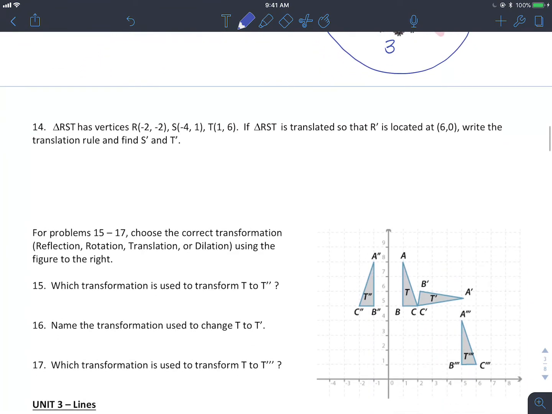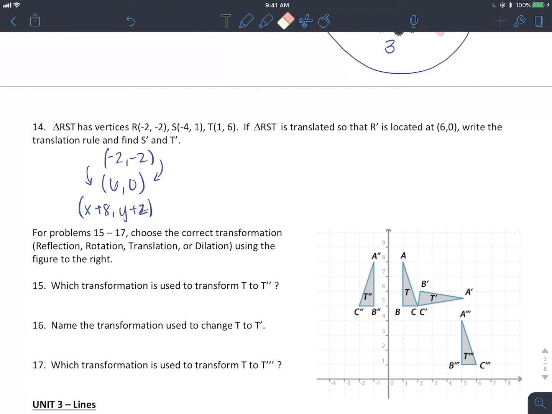All right, number 14. Number 14 says RST has vertices of negative 2, negative 2, negative 4, 1, and 1, 6. If it's translated so that R prime is at 6, 0, write the rule and find S prime and T prime. So R is originally at negative 2, negative 2, and then it changed to 6, 0. So to get from negative 2, negative 2 to 6, 0, our x is going to have to add 8, and our y is going to have to add 2.